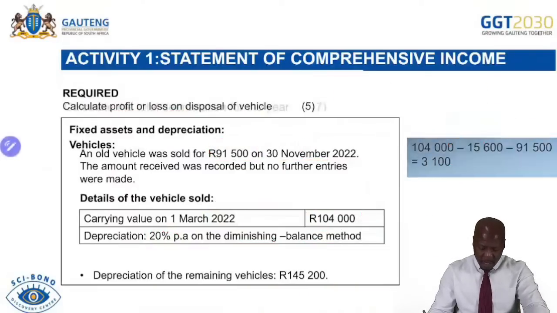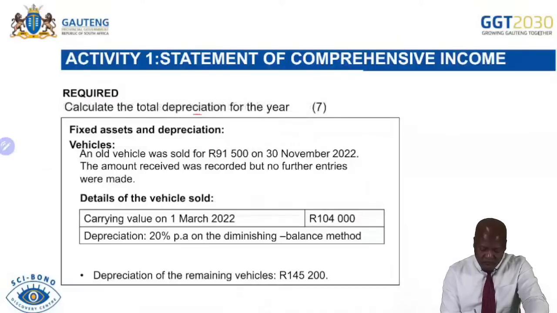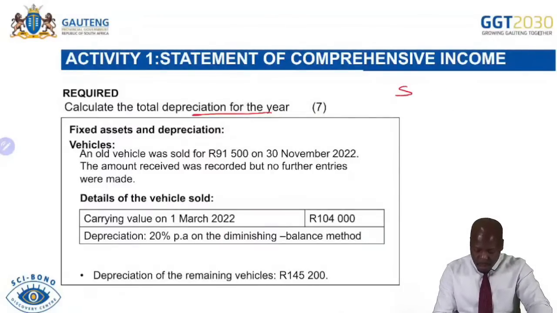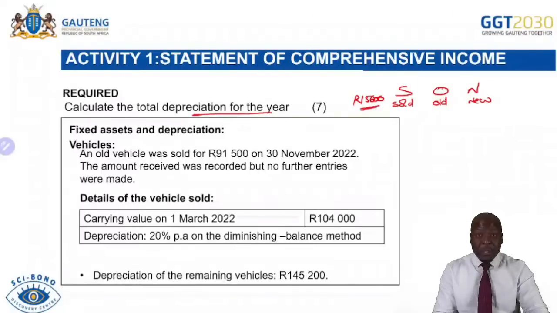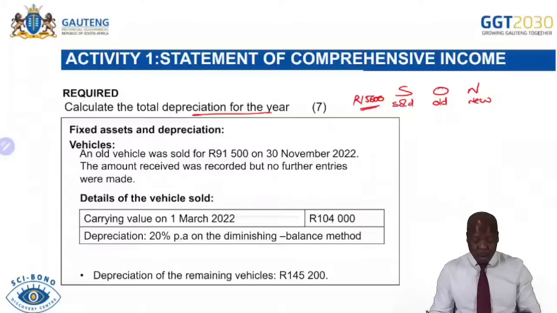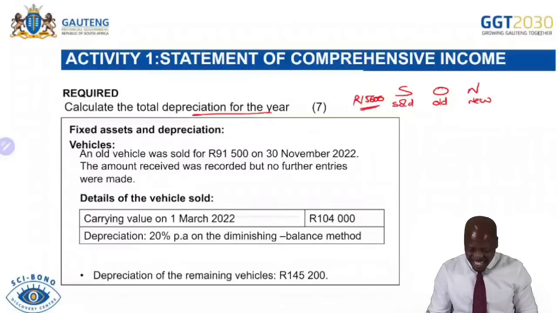The next adjustment then says, calculate the total depreciation for the year. You understand that when we're calculating total depreciation for the year, you will remember the SUN. The SUN stands for your sold, your old, and your new. So for the sold, we already know. For the sold, we already have our 15,600. You remember that one? Was that given to us? No, we calculated it just now.